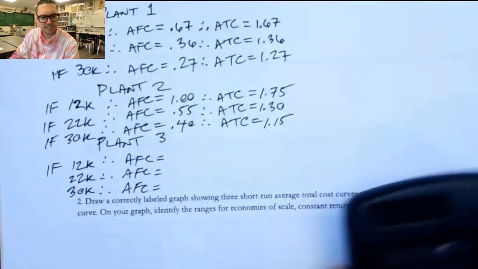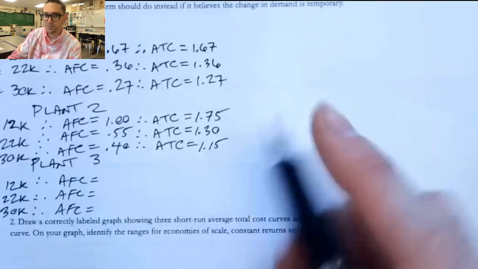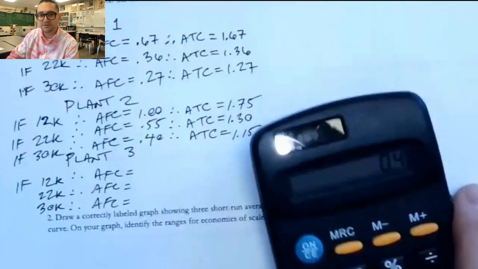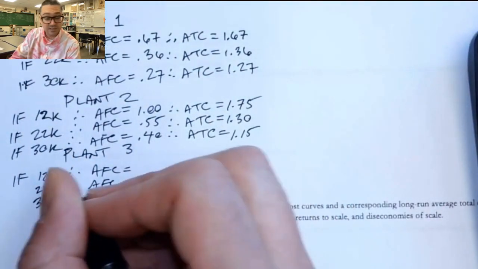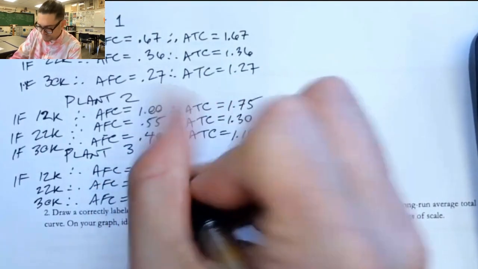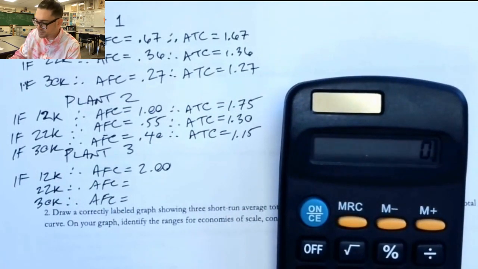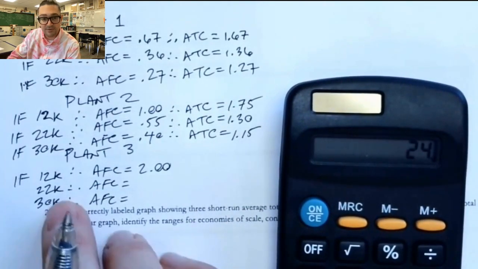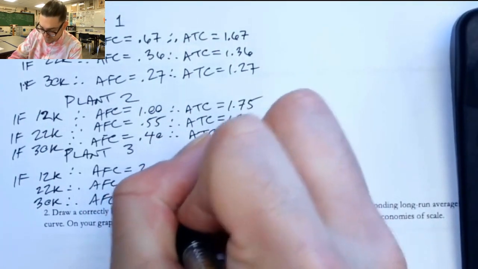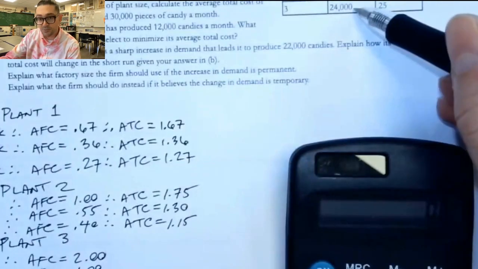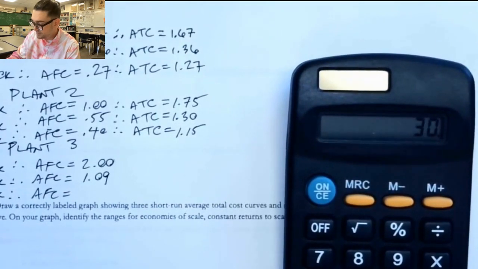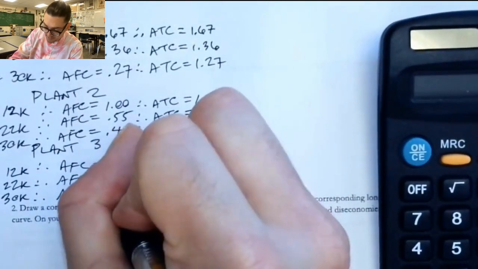Again, there's probably a faster way to set this problem up. Feel free to do it however you want to, because what we're really trying to do is calculate these values. Now we're just going to take this $24,000 fixed cost and divide it by these total numbers of product. So 24,000 over 12, we could do that in our head. That's $2. The next one, though, is 24,000 divided by the 22,000, which is a little weird. That's going to be $1.09. And then the last one is going to be this 24,000 divided by 30. 24 divided by 30 equals 0.8, so 80 cents.